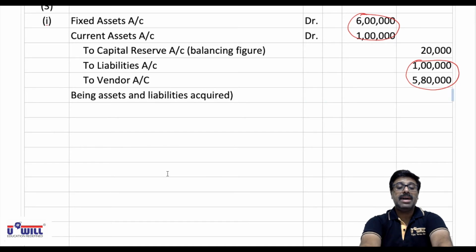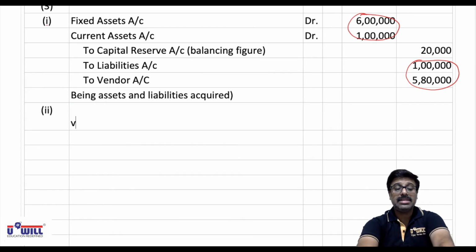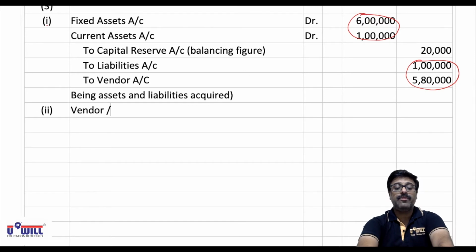Now second entry will pass for issue of debentures. Again they are issued at par. So simply vendor is the receiver, debit the receiver. So vendor account debit with the amount of 5,80,000.